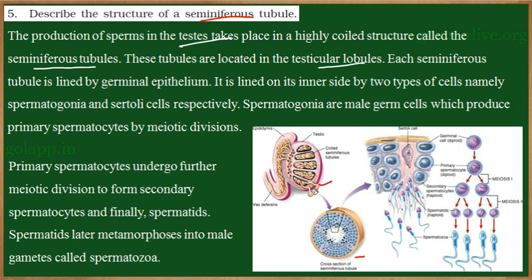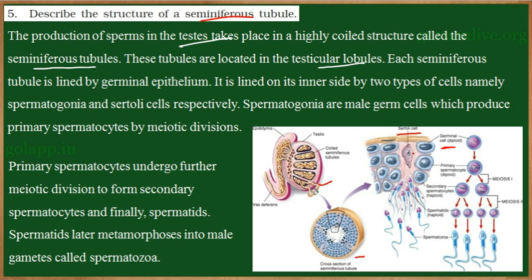Each seminiferous tubule is lined by epithelial cells. The epithelial cells present in the reproductive structure are called germinal epithelium. When a portion of this cross section is enlarged, we can see the structure. These are the germinal epithelial cells. It is lined on its inner side by two types of cells, namely spermatogonia and Sertoli cells respectively.